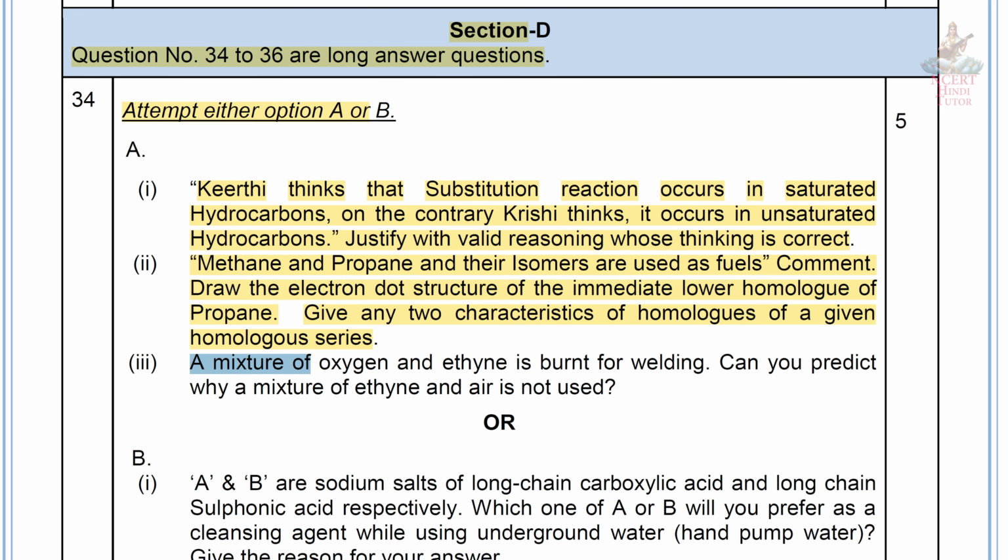Third, a mixture of oxygen and ethyne is burnt for welding. Can you predict why a mixture of ethyne and air is not used? Answer.